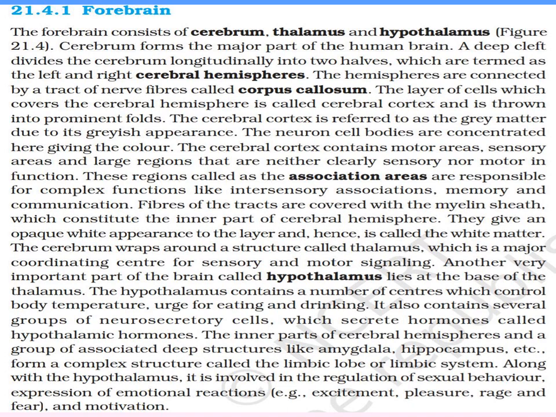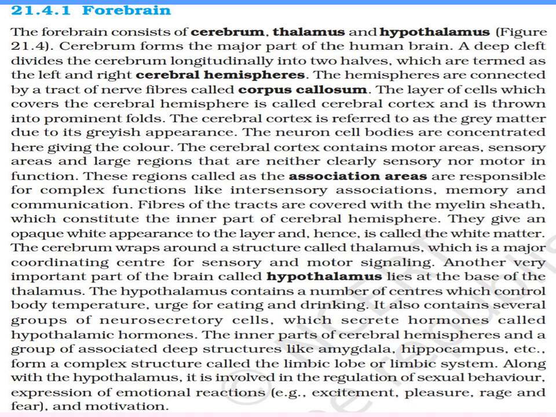The cerebrum forms the major part of the human brain. A deep cleft divides the cerebrum longitudinally into two halves, which are termed the left and right cerebral hemispheres, which are connected to each other by a band of axons called the corpus callosum. The layer of cells which covers the cerebral hemisphere is called the cerebral cortex and is thrown into prominent folds. The cerebral cortex is referred to as the grey matter due to its greyish appearance.